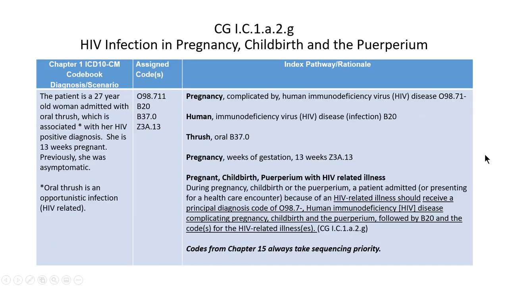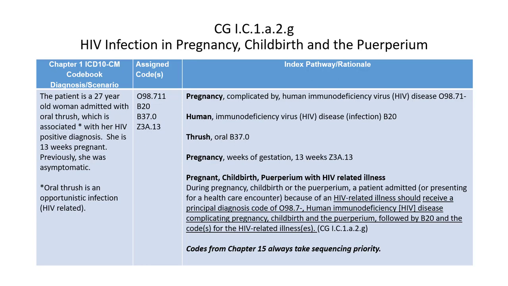Chapter 15 is in the code book. This is specific for pregnancies. And what you remember as a coder is that the codes that are related to pregnancy always take priority. I don't know of one situation I can think of where they didn't. So the patient's a 27-year-old with an oral thrush, which is associated with her HIV positive diagnosis. She's 13 weeks pregnant. She was asymptomatic before this hospitalization, but now she's got this thrush. It is an opportunistic infection. So she is going to carry that B20 diagnosis, but it is not the principal diagnosis.